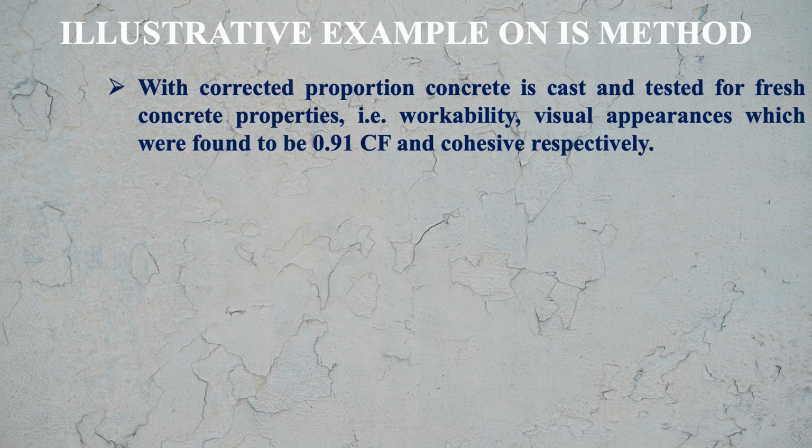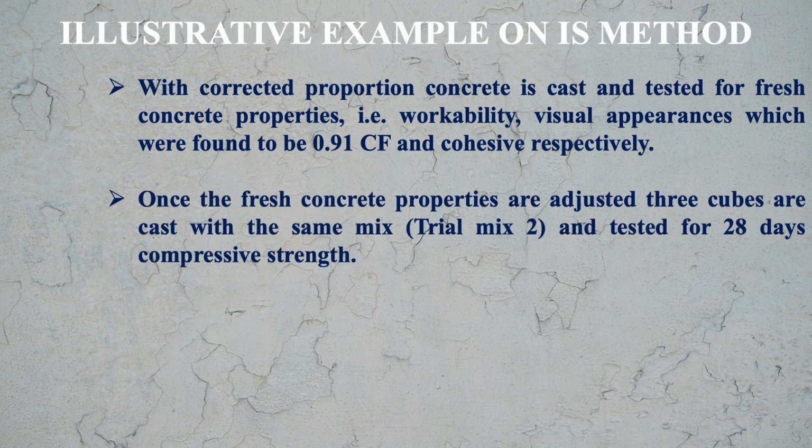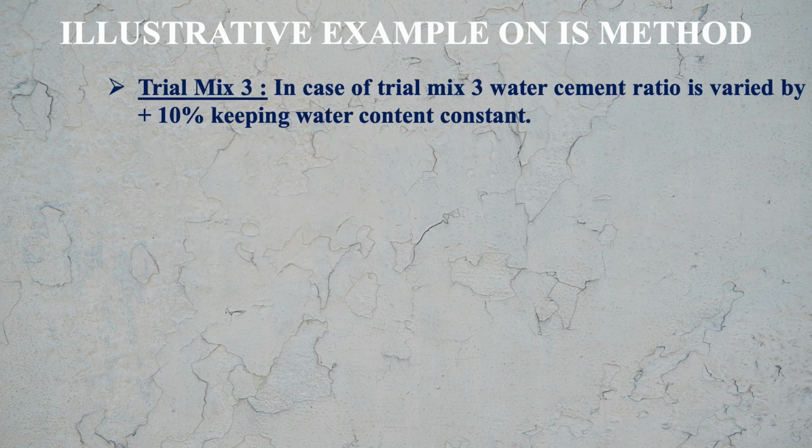fresh concrete properties, that is workability and visual appearance, which were found to be 0.91 compaction factor and cohesive respectively. This compaction factor is based on the test results. Once the fresh concrete properties are adjusted, 3 cubes are cast with the same mix, meaning trial mix 2, and tested for 28 days compressive strength. Then we will go for trial mix 3.